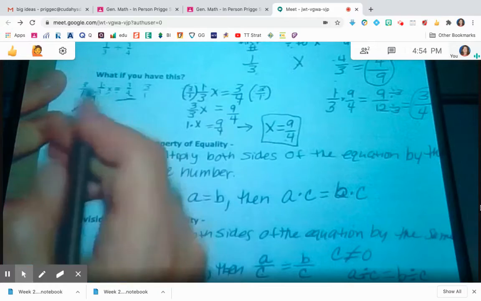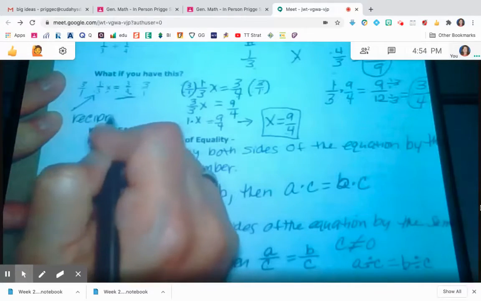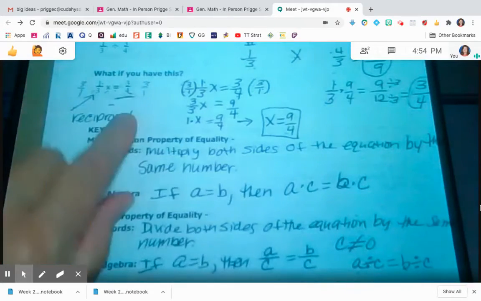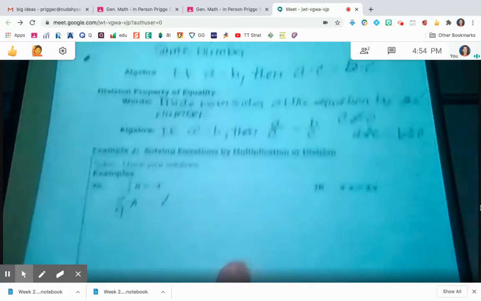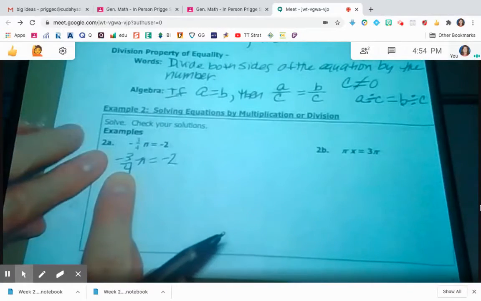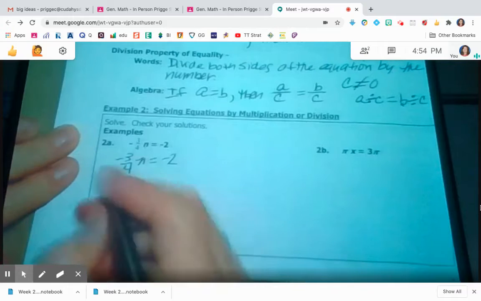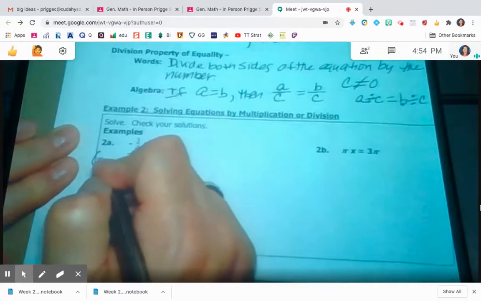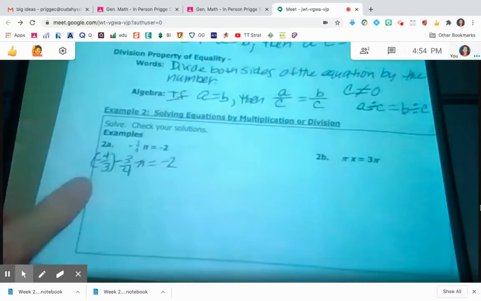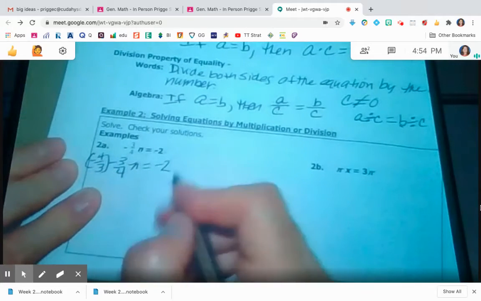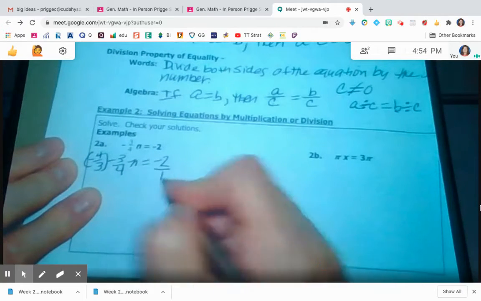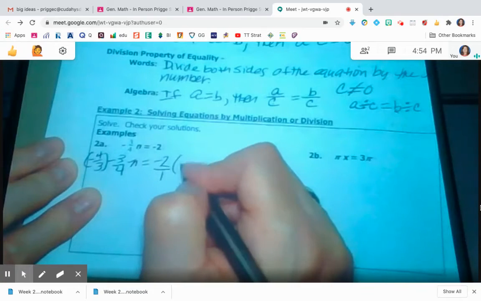I used the reciprocal. I used the reciprocal of this. I multiplied both sides of the equation by the 3/4 flipped over. So I'm going to multiply this side by negative 4/3. Whatever I do to one side, I have to do to the other. First, I'm going to make my 2 into a fraction because I'm multiplying by a fraction.